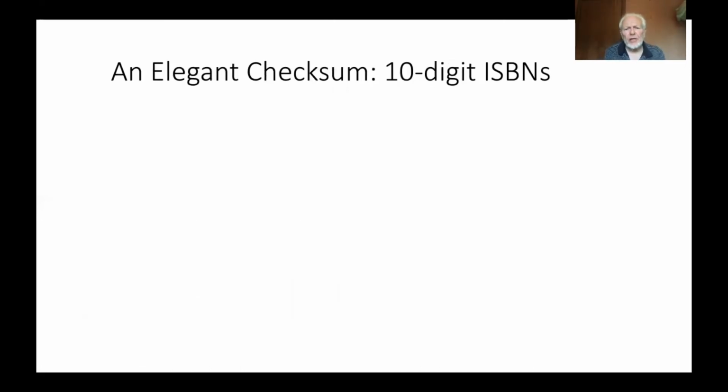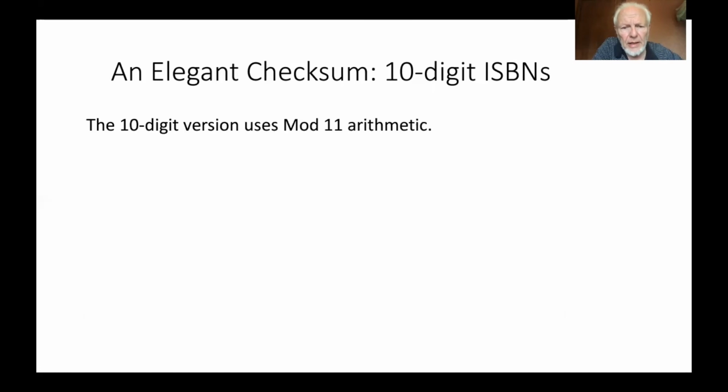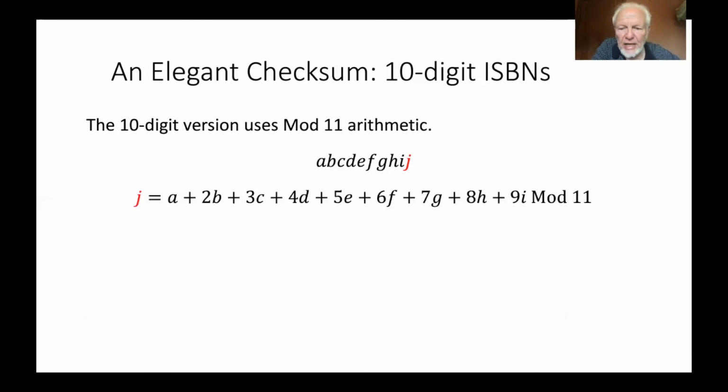If you look at an older book, they have 10-digit ISBNs. Again, there's a checksum, and it uses mod 11 arithmetic, would you believe? This is exciting. So here we go. Here are 9 information digits and the check digit, and the check digit is calculated that way. So now each number is multiplied by a different number, and then they're added up mod 11.